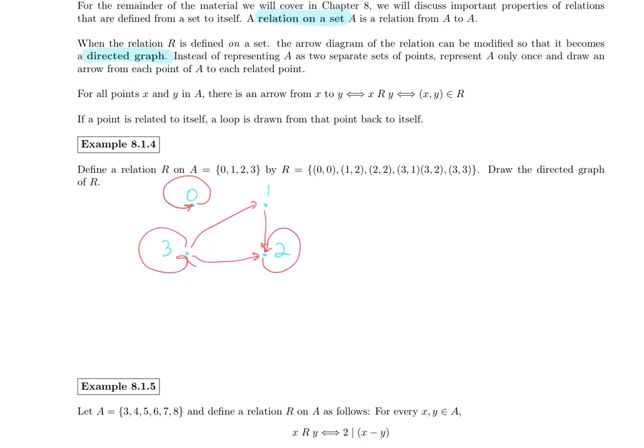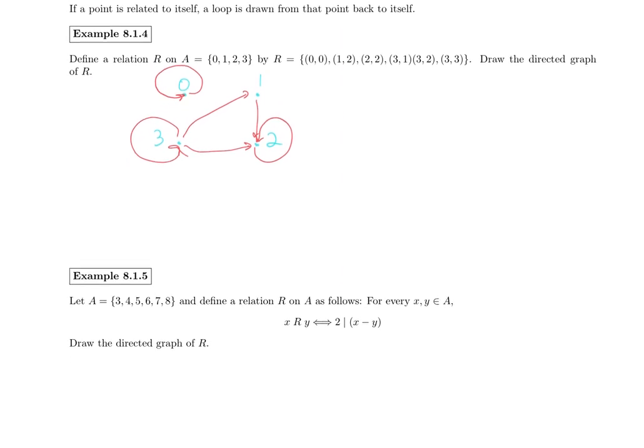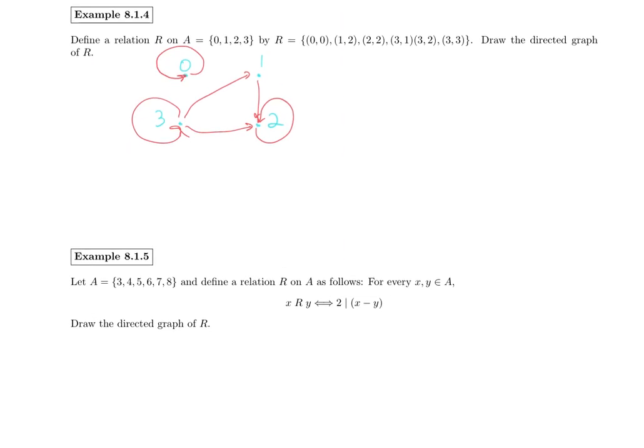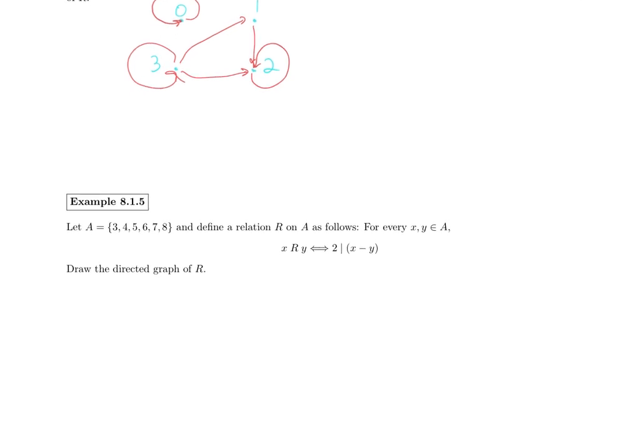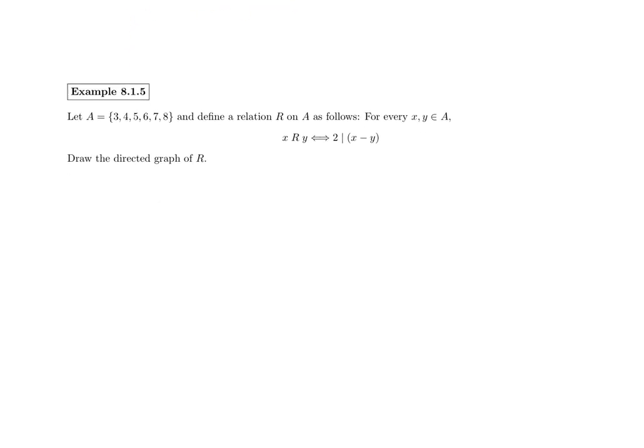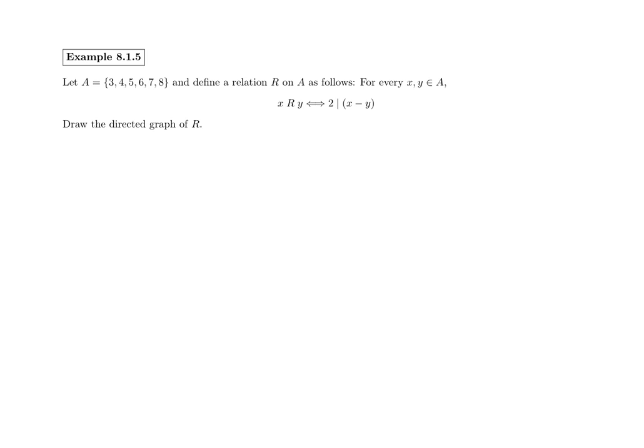So let's look at another example of a directed graph. This time, R is given as a relationship and not as a set of ordered pairs. We're going to have to find those sets of ordered pairs.